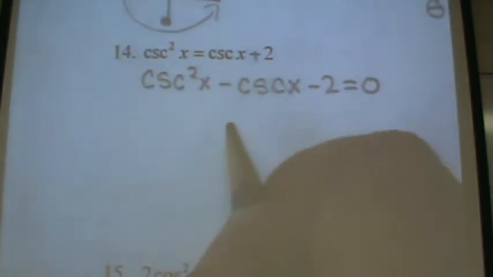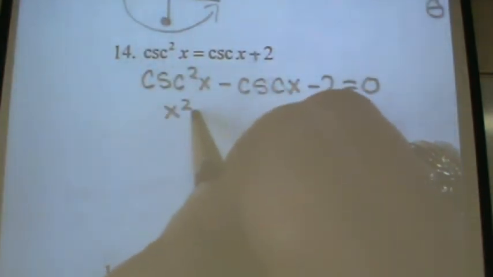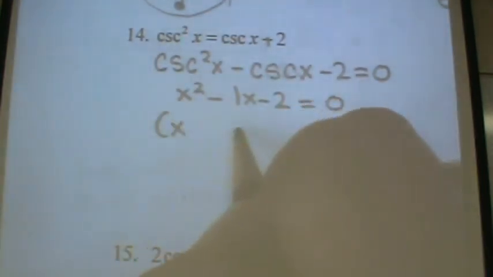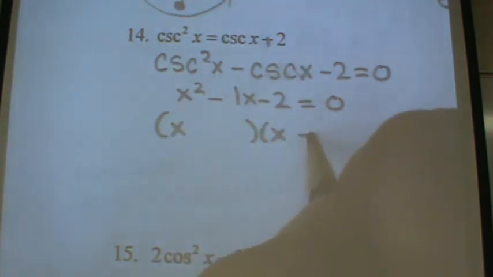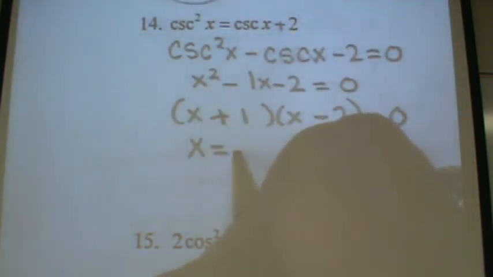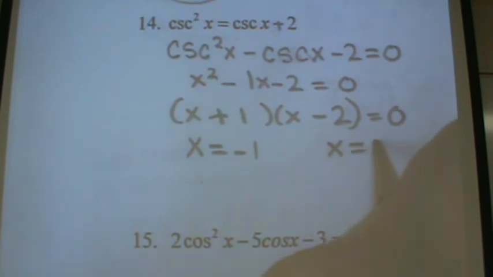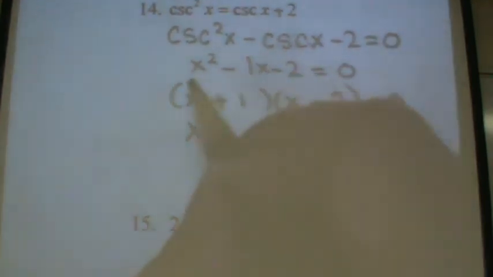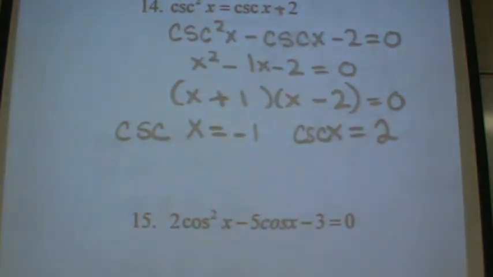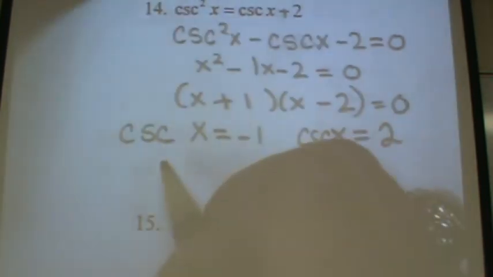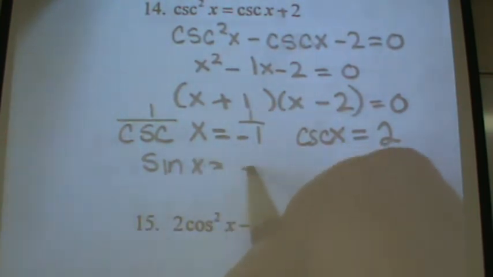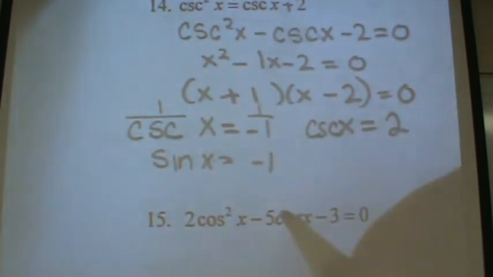Okay. You can factor this. X squared minus 1x minus 2, how do you factor that? x and x, minus 2, plus 1. That's how that factors. So x is equal to -1 and x is equal to 2. Now you're going to put the word cosecant in front. So we don't deal with cosecant, we deal with sine. If you did 1 over and 1 over, this is going to be sine of x is equal to -1. 1 over -1 is still the same.